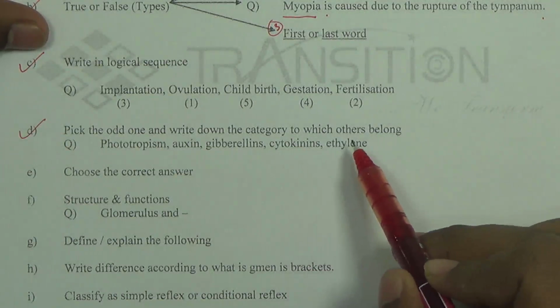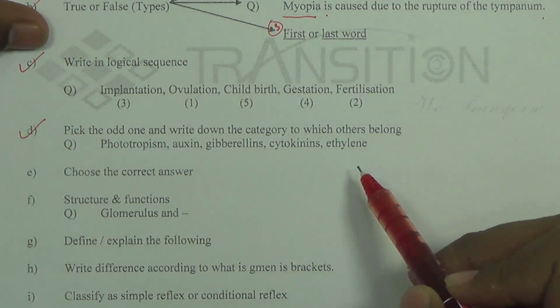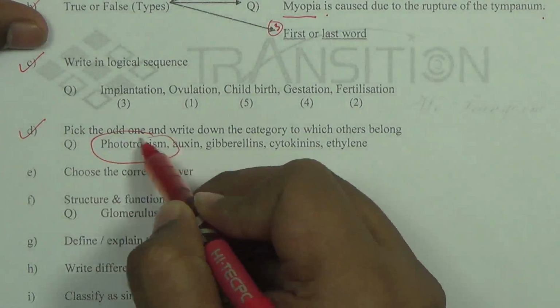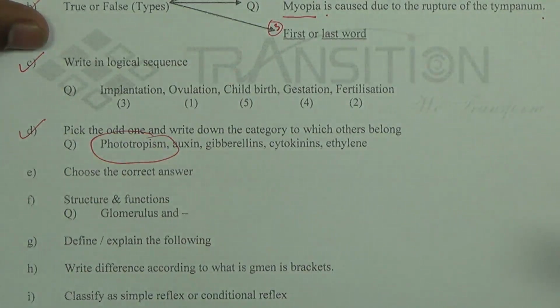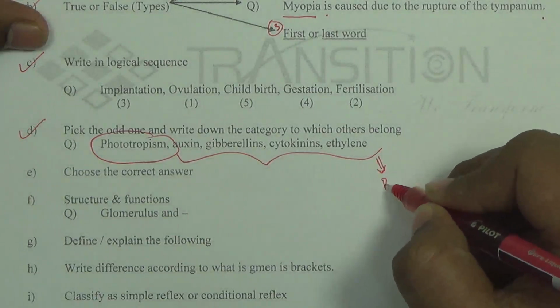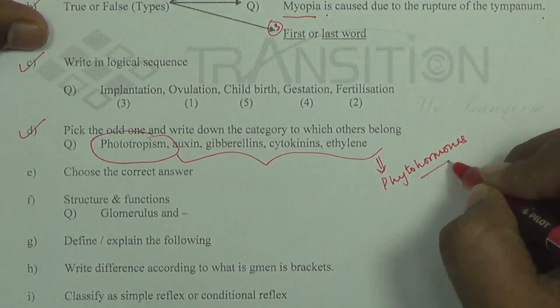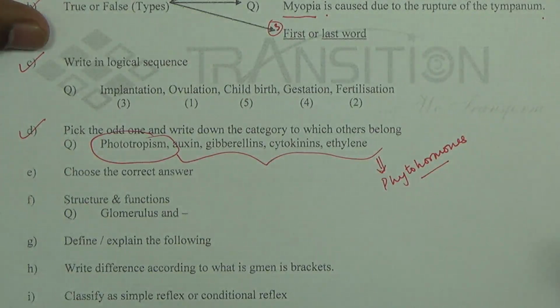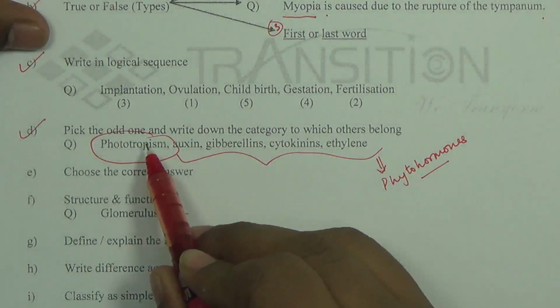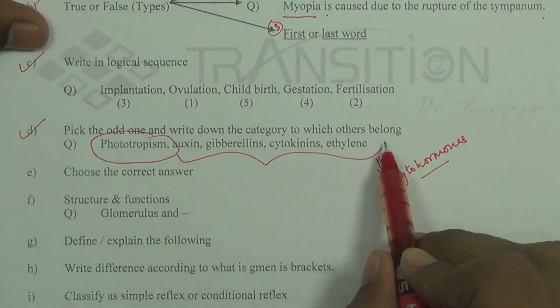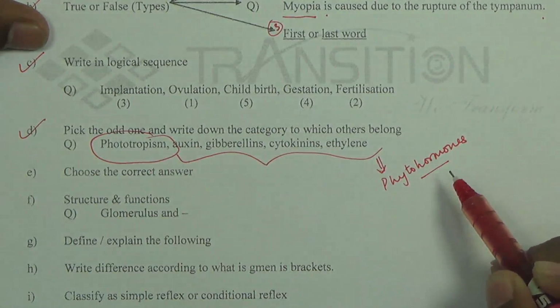And write down the category to which others belong, right? So it is very easy to pick the odd one out. You can see over here phototropism is the odd one. Why is it odd? Because all the others, auxin, gibberellin, cytokinin and ethylene, all these 4 are phytohormones. I hope you know they are plant hormones, right? So in your table you will write the odd one out is phototropism, and the category to which the others belong, they are all phytohormones, right?